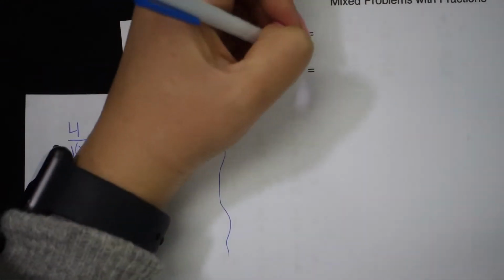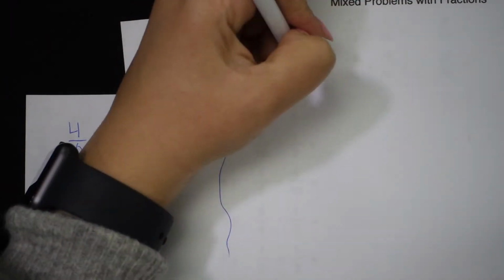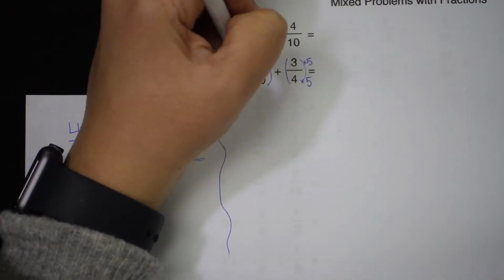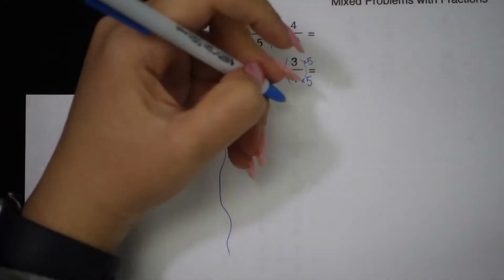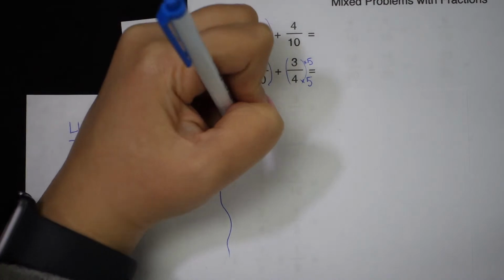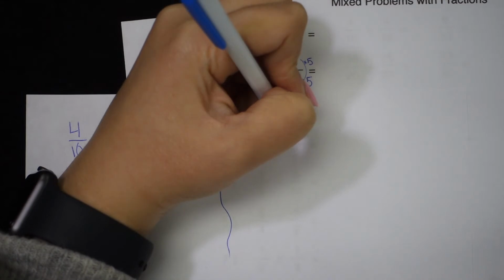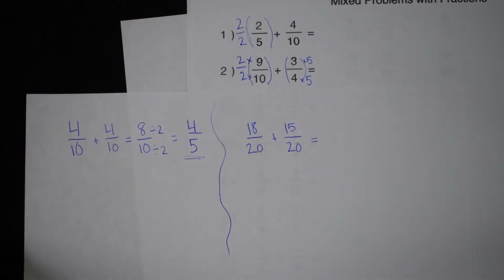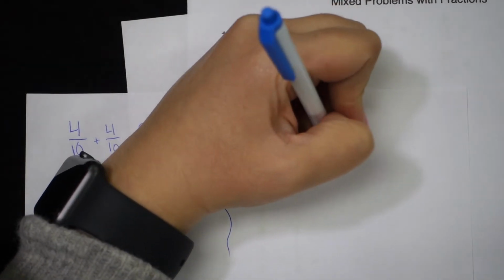What about this side? What can we multiply this number by to get the denominator to be 20? It's 5, right? So whatever you do at the bottom, you have to do to the top. So now when we rewrite both fractions, we get 18 over 20 plus 15 over 20. And this gives us a value of 18 plus 15, which is 33 over 20.